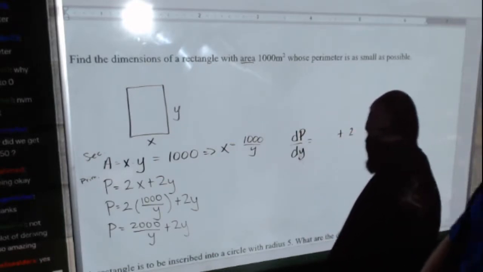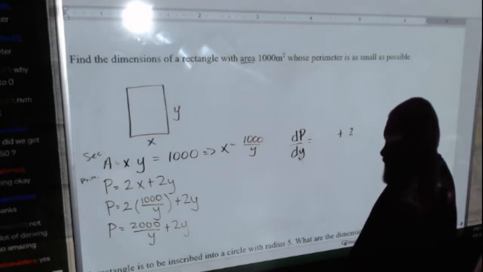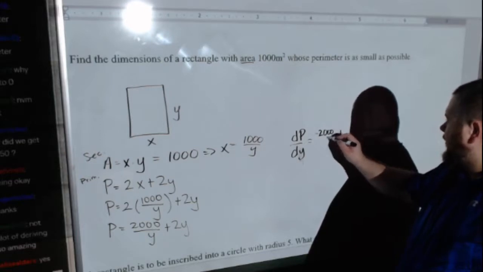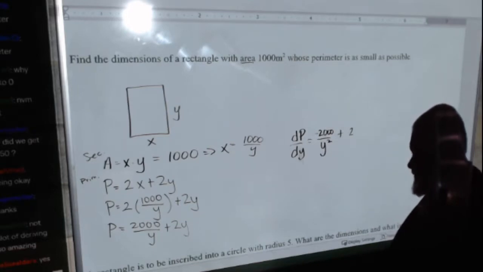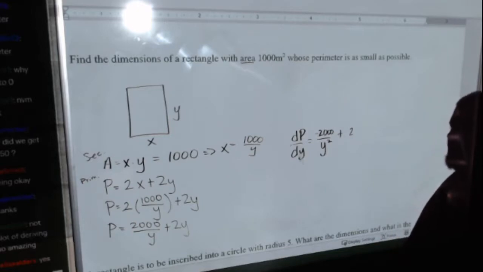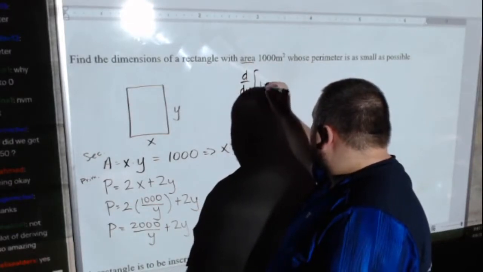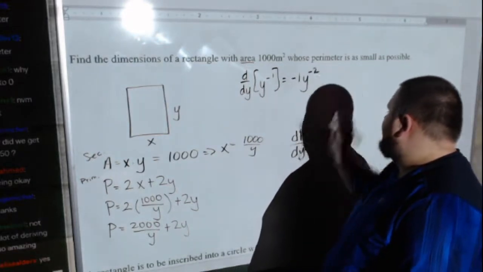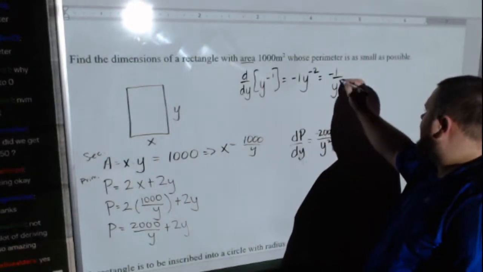And then what about the 2,000 over y? So remember, that's really y to the minus 1. So I would bring a negative 1 down in front and then divide by y squared, right? Because you have to take 1 away from the power. It's already negative 1. Let me just write it up here. So we're effectively taking the derivative of y to the minus 1. That's minus 1y to the minus 2, or minus 1 over y squared.